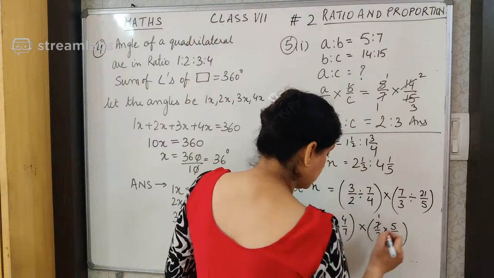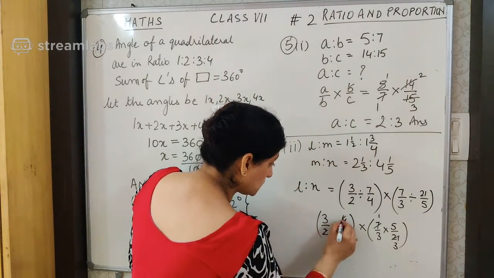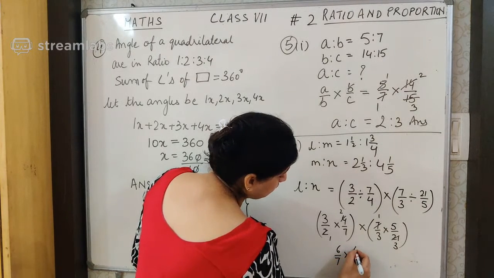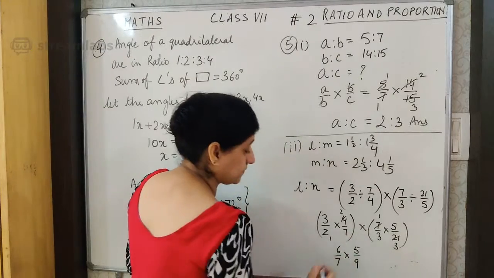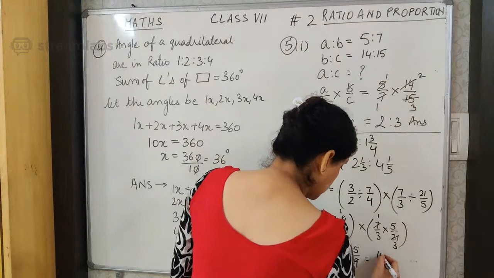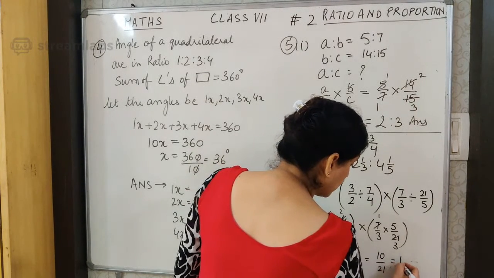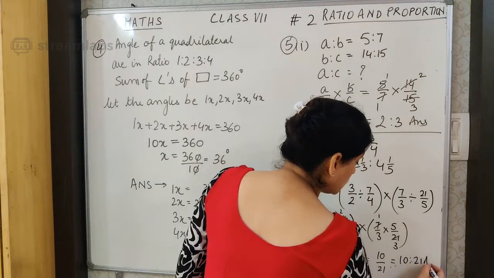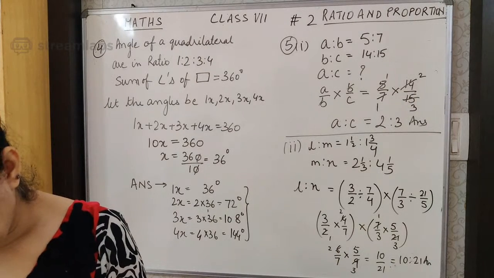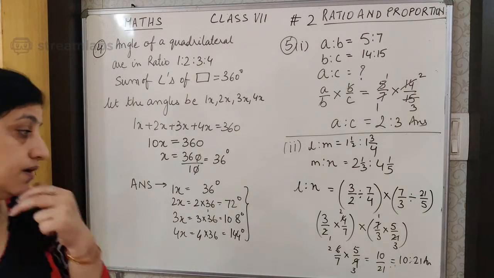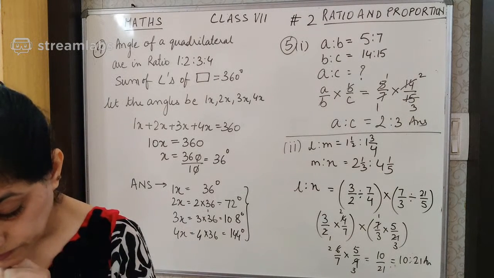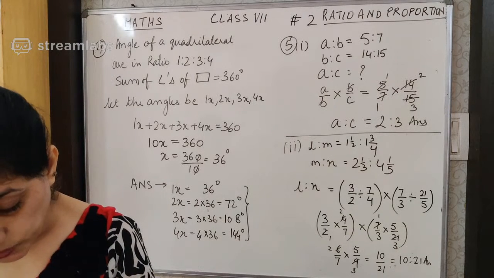7 ones are 7, 7 threes are 21. So I get over here, and 2 ones are 2. I get over here 6 upon 7 multiplied by 5 upon 9. Right? 2 fives are 10, 3 sevens are 21. So I get over here 10 upon 21, which is equal to 10 ratio 21, the answer to this question. You can have a look at this question. Alright, children. Have a look at this, and then we will move on to the next one.